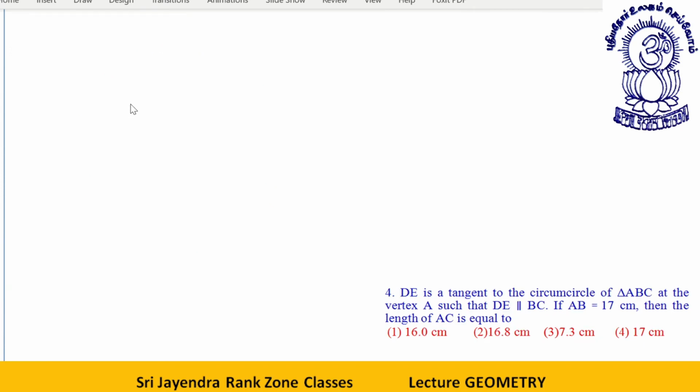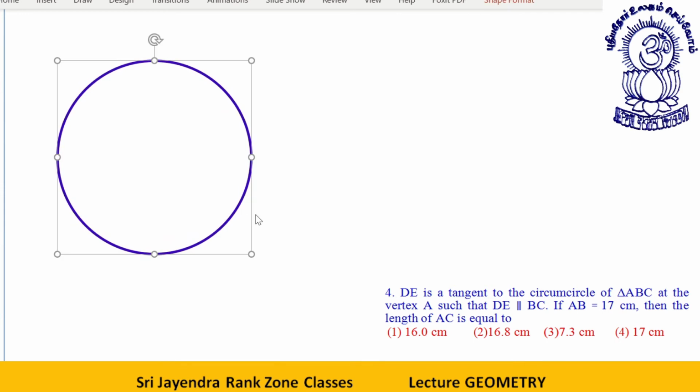Next question now: DE is tangent to the circumcircle of triangle ABC. First of all, we have a triangle and then we have a circumcircle of the triangle. This is the line, this is the circle, and this I say is the circumcircle of the triangle ABC. DE is a tangent. This is D, this is E. At the vertex A, I draw a tangent like this.